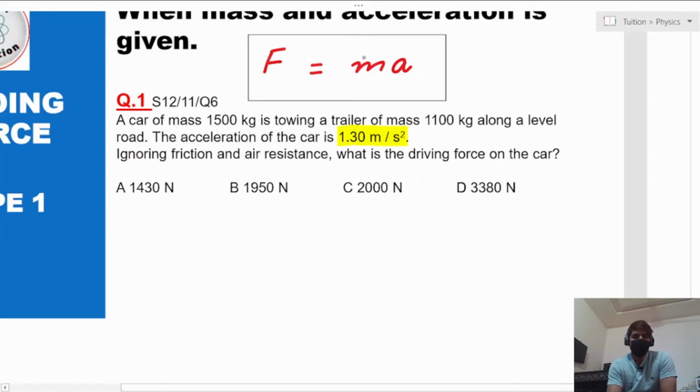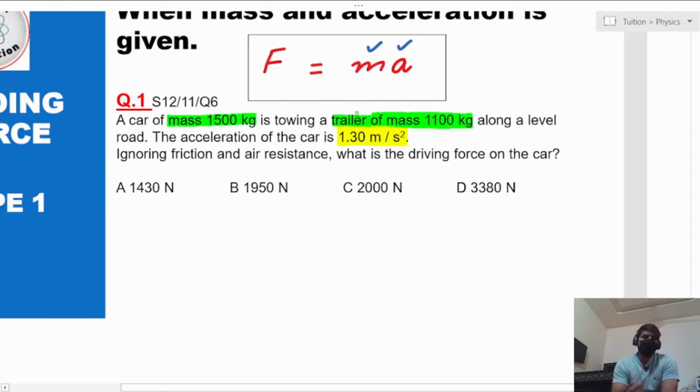All right, so this formula would be compatible here. Both these values are given. Now, what mass do we use? We have to be a little bit vigilant here, because we have to find the driving force on the car, but the car has to tow the trailer as well. So we use the collective mass, right? Because the car is not moving on its own, it has to pull the trailer as well. So we add these two masses.